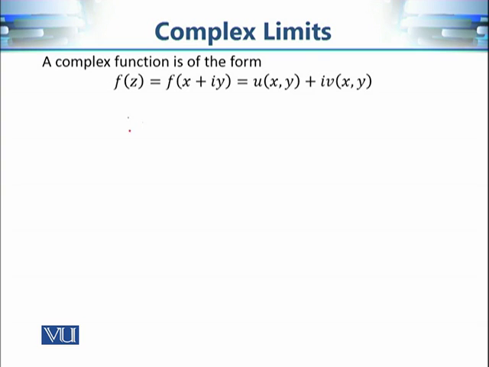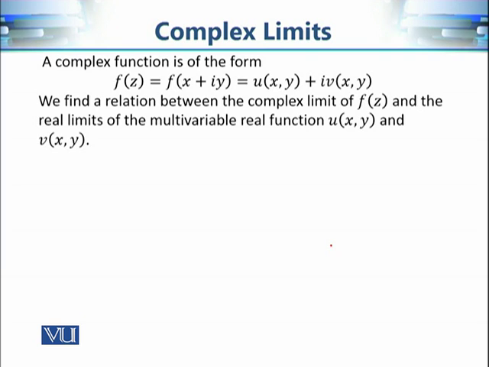We know that a complex valued function can be written in the following form: u of x y plus i times v of x y. Now this u of x y is a real valued function, and this v of x y is another real valued function. But these two functions are functions of two variables, x and y. We want to find the relation between the limit of this complex valued function f of z and the limits of these two functions, which are multivariable real valued functions, because there are two variables.